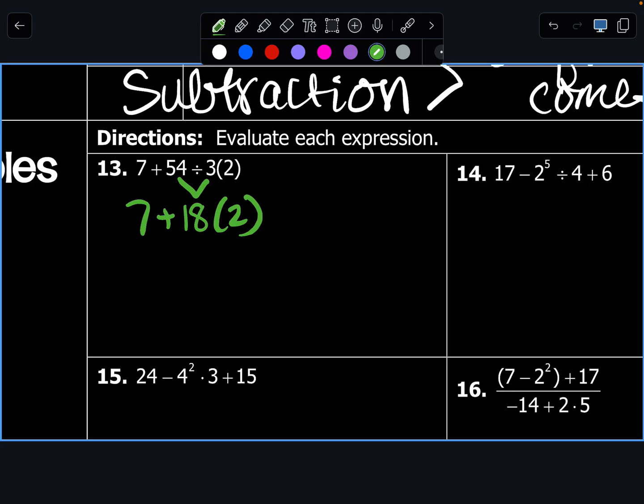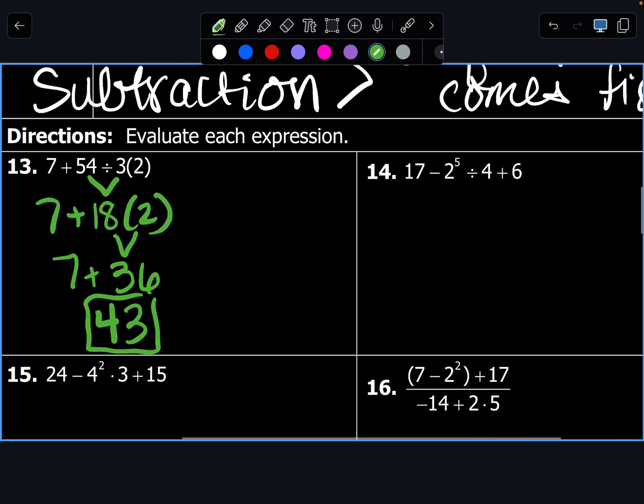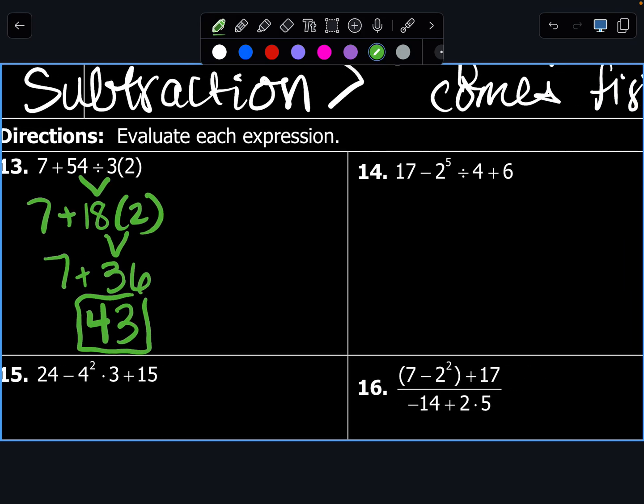What's next? The parentheses times 18. Yep, which is? 36. Yeah, 36 plus 7. What's 7 plus 36? 43. Okay. Let's look at 14.